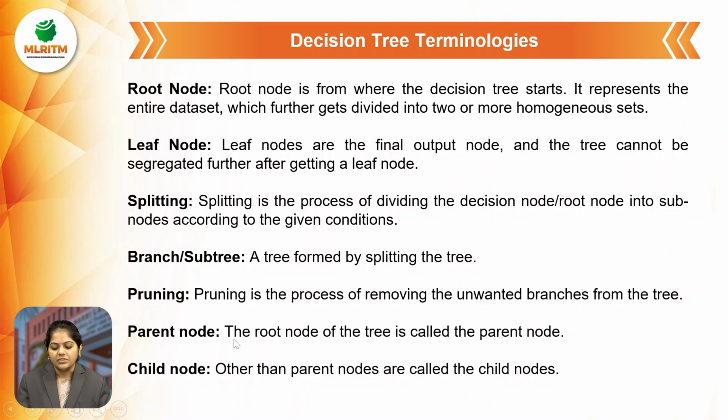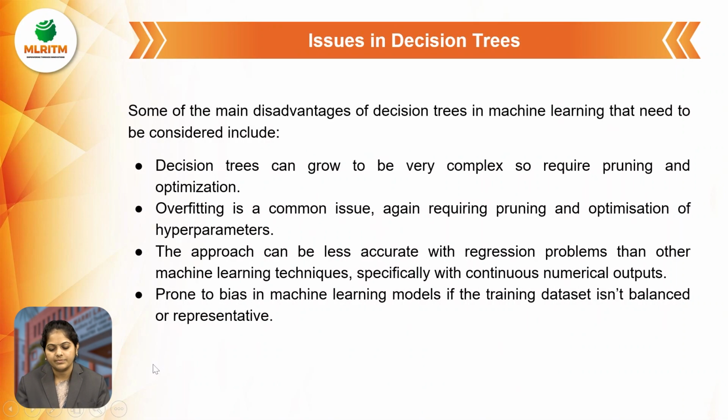Next, the parent node. The root node of the tree is called the parent node. A node will be considered a parent node whenever it has child nodes. Next, child node. Other than the parent node, the remaining nodes are called child nodes. So these are the basic terms used in decision trees.